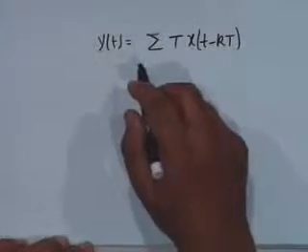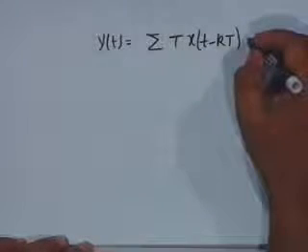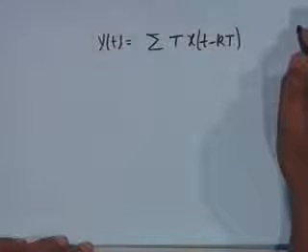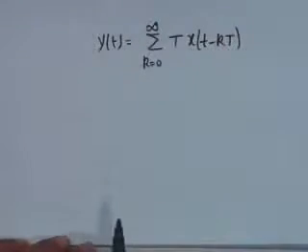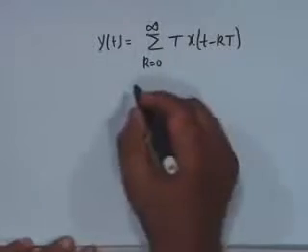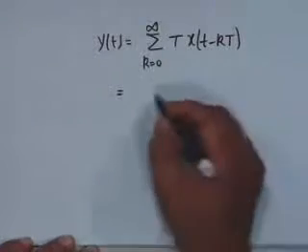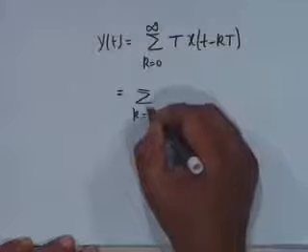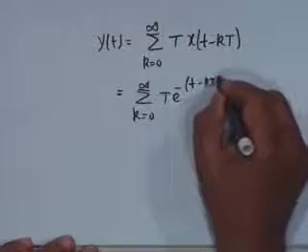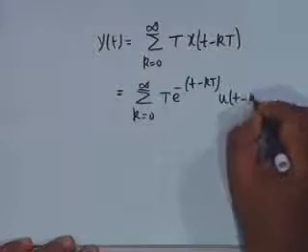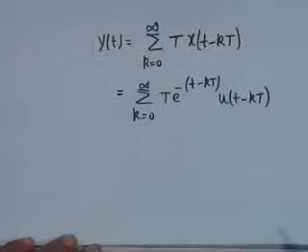Well, k goes from 0 to infinity, which is the sum over k equals 0 to infinity of capital T e to the minus (t minus kT) u(t minus kT). Alright, now we do some interesting things.